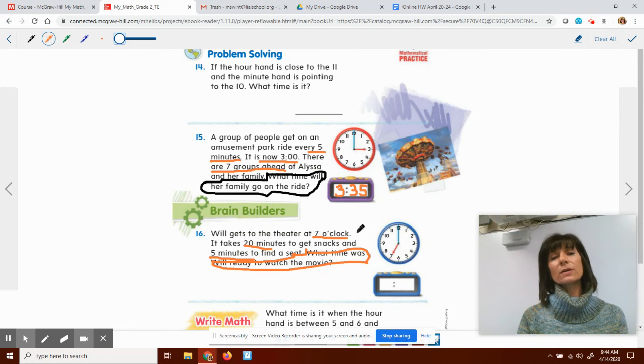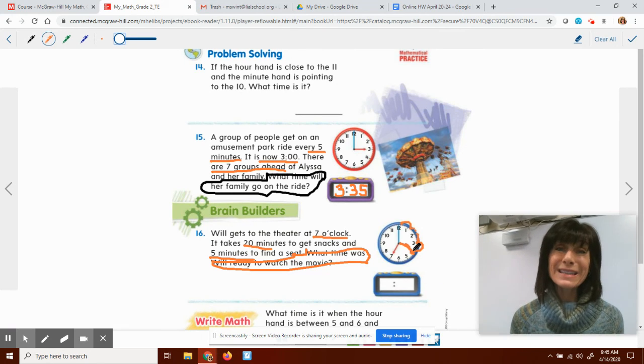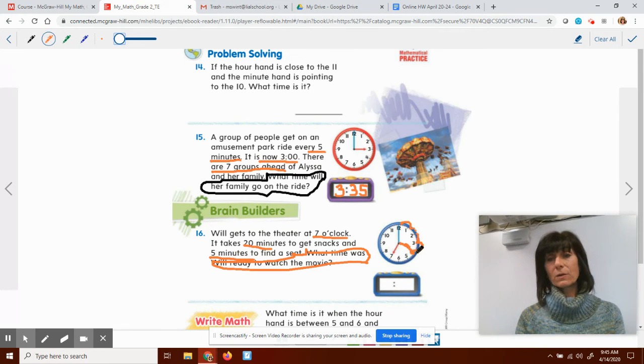So you can take your clock here and simply move the hand. Right now I'm going to take my marker. This is 7 o'clock. The clock represents it. It says it takes 20 minutes. 5, 10, 15, 20. So my minute hand is now on the 4. All right. But then it takes him 5 minutes to find a seat. So let's go 5 more minutes. So now my minute hand is actually going to be on the 5.